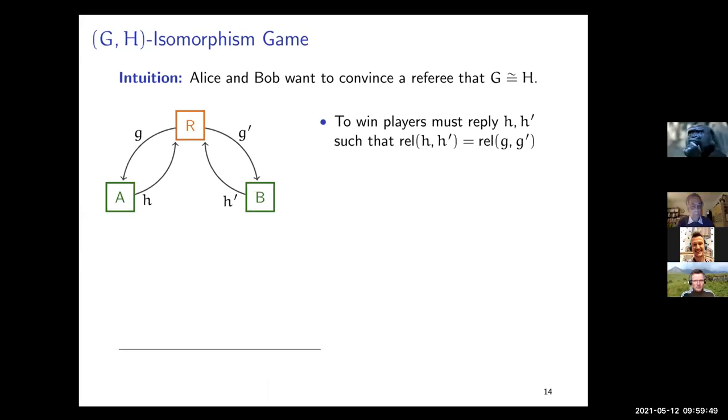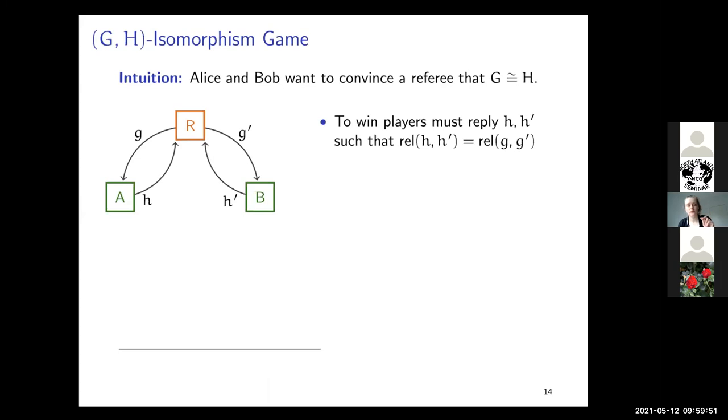Well, if I take two vertices from the same graph, G and G prime, then they could be related in one out of three different ways. They could be the same vertex, G is equal to G prime, they could be adjacent, or they could be distinct non-adjacent. So this relationship takes three different values: same, distinct non-adjacent, or adjacent. And we're checking that this relationship is the same.